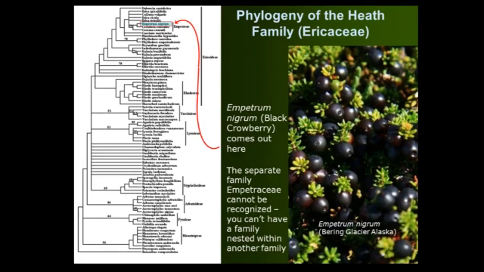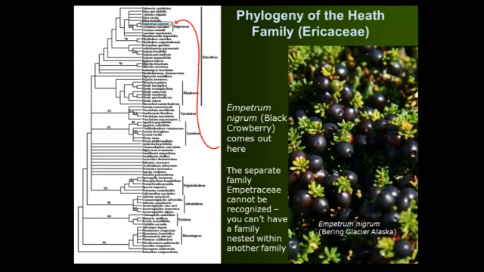Well, here's a phylogeny of the heath family. Very nice family, everyone likes it. Blueberries, all sorts of cool things in there. But look at what's sitting right in the middle of the blueberries. Empetrum. Now, how can you have a family nestled deep within another family? It just doesn't make sense.